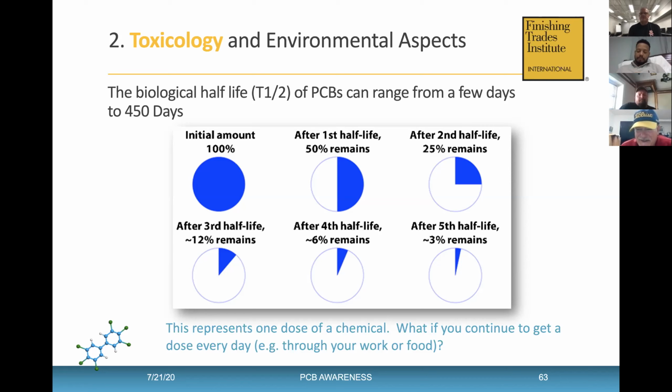After you retire, you're probably still eliminating this stuff, right? That's why we want to make sure that we start to do what we need to do to start protecting workers on this right now.